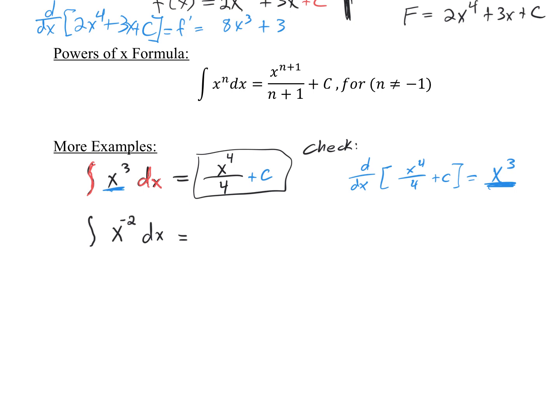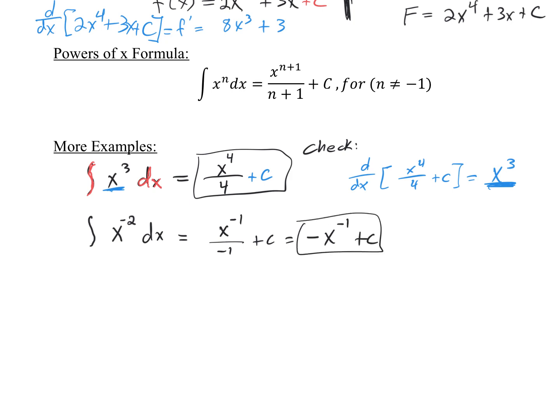Well, how do we think about this? We think to ourselves, I need to start with an x. I'm going to increase the exponent by 1. So think to yourself, plus 1. -2 plus 1 would be -1. And then you would divide by whatever the new exponent is. So x to the -1. Oh, I'm sorry, I almost forgot my plus c. Let's add in the plus c. x to the -1 divided by -1 would be negative x to the -1 plus c.